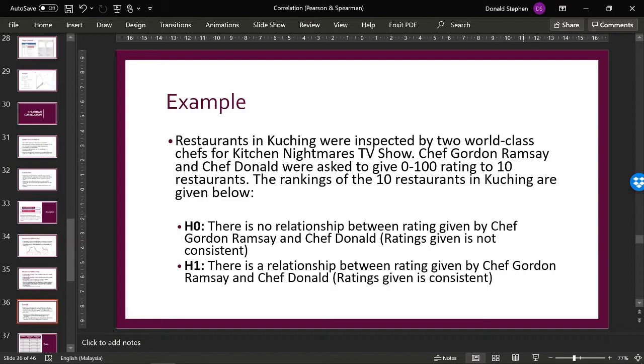Before we look at the table, let's look at the hypotheses first. Firstly, we have the null hypothesis: there is no relationship between the rating given by Chef Ramsay and Chef Donald. Meaning to say the rating given is not consistent. The alternate hypothesis: there is a relationship between the ratings given by both chefs. In a way, we can say that the rating given is consistent, right?